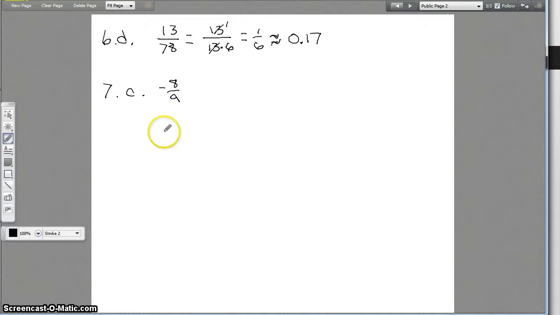Well, if you're looking on a number line, -8/9 is between -1 and 0. It's smaller than -1. I'm sorry, it's bigger than -1 and it's smaller than 0. It's bigger than -1 because it's closer to 0 than -1 is. So your answer for part C would be -1, 0.